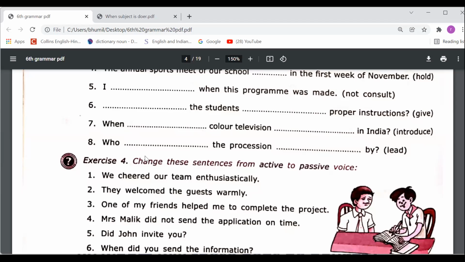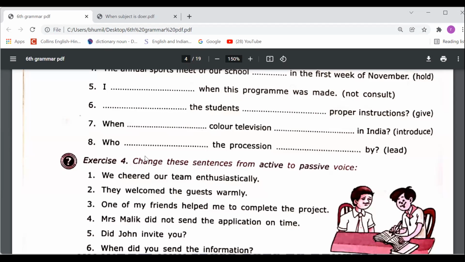So you need to see what the object is in this sentence. Our team is the object, and cheered, the second form, we have used. So the second form means we are talking about the simple past tense. So whenever we change this sentence from active to passive, the second form of be we have to use. The second form of be means was and were. So according to the subject, we have to use either was or were. So our sentence will be, our team was cheered enthusiastically by us. Or even we can also say, our team was enthusiastically cheered by us. Right? So both sentences are right.